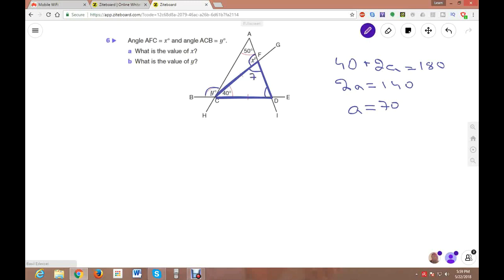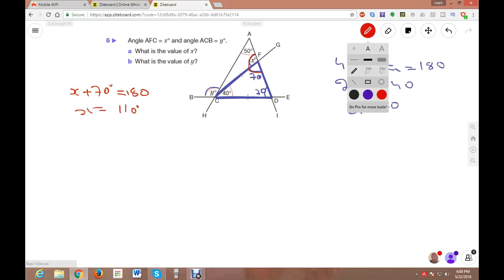So we come to know that these two angles are 70 and 70. You see that this angle X is supplementary to this angle 70. So if you just subtract the 70 from 180, it comes out to be the value of X. So X plus 70 degrees is equal to 180. So X is therefore 110 degrees. That's how we find the value of our X.